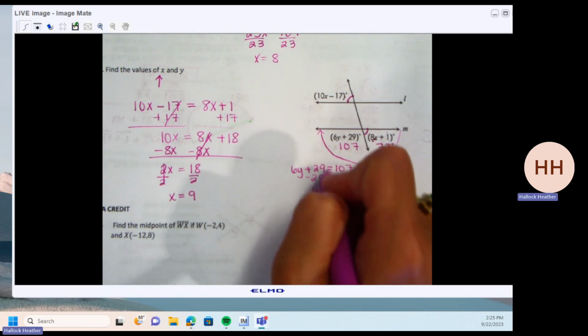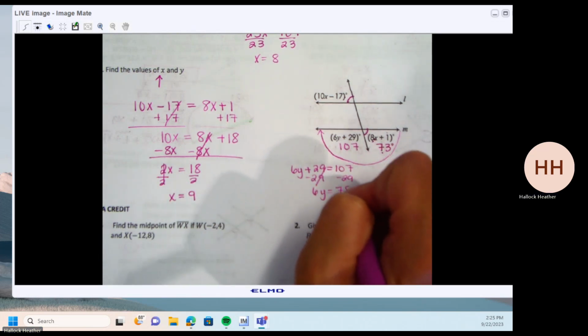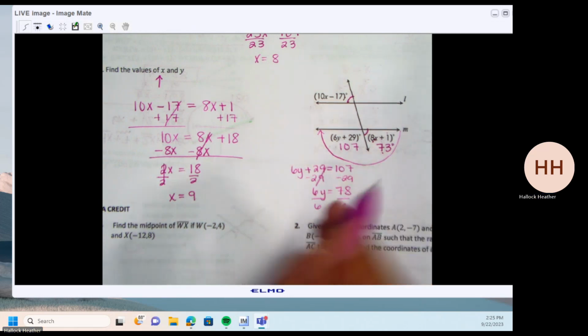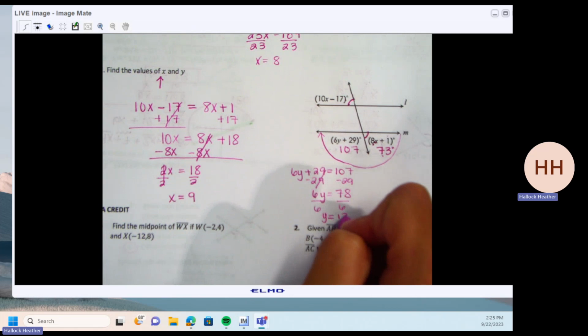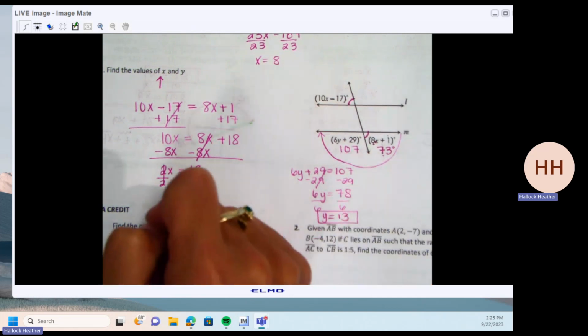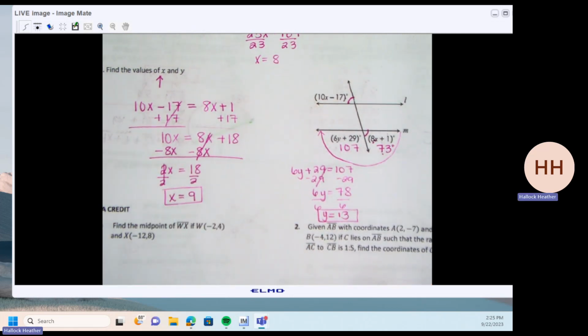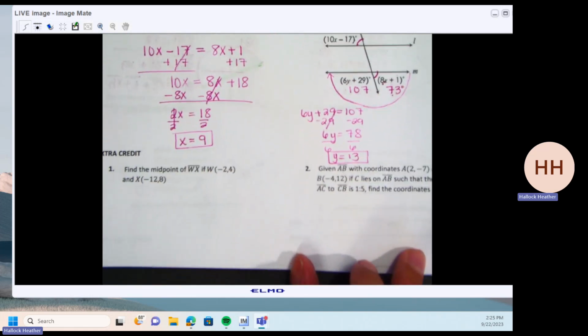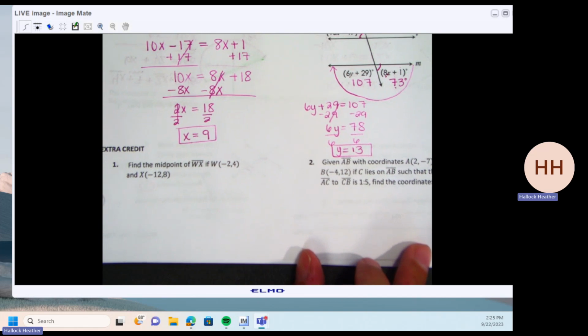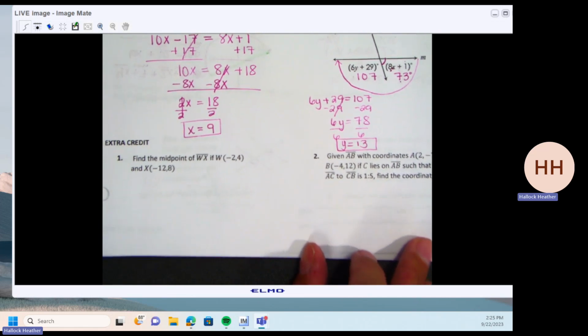Six y equals 78. And I can divide by 6. So y is equal to 13. So you have two separate answers for these. The last two are optional. They're extra credit. So if you try them and you get them wrong, it's not going to hurt you. So I think you should always try them. It doesn't hurt to try.